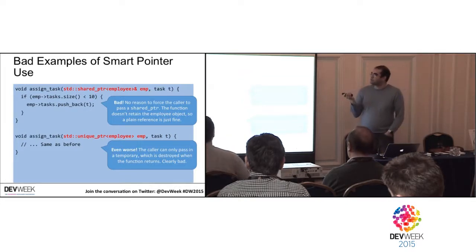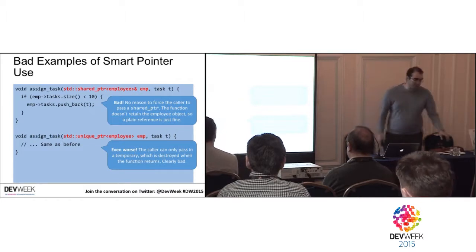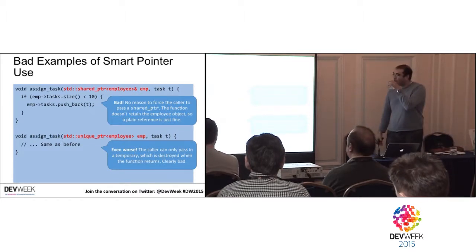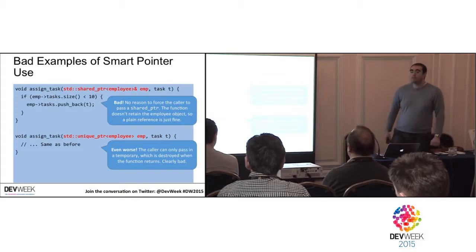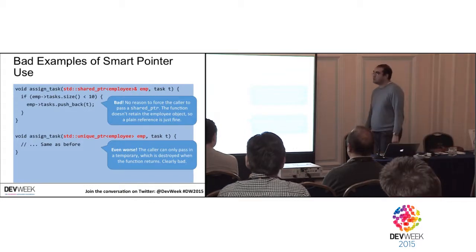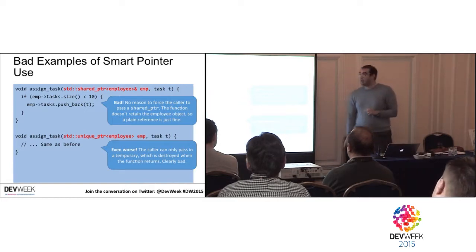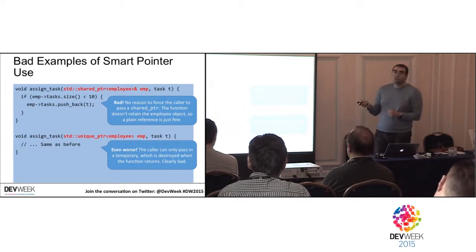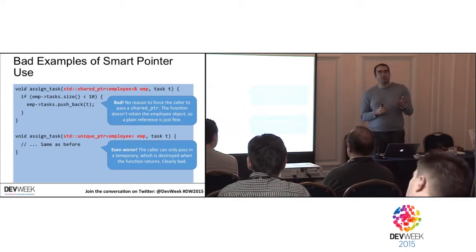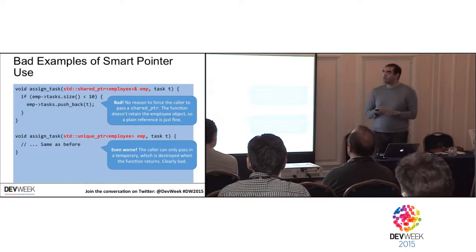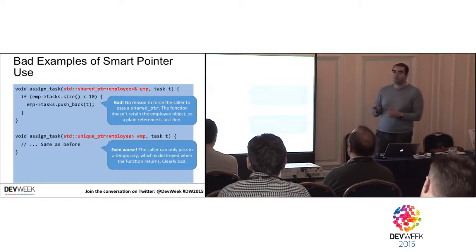When would a reference to a smart pointer be useful? To change the smart pointer object. To change the smart pointer object from the caller. Yeah, so to change the smart pointer itself, not the target, but the smart pointer itself. Now, this function doesn't change the smart pointer. It takes the employee object, it looks at it, it adds a task, but it doesn't change the shared pointer object itself. It changes the target.